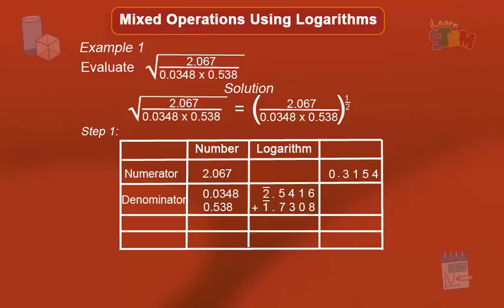logarithms. 6 plus 8 is equal to 14. So, we write 4 and carry 1 over. 1 plus 1 plus 0 is equal to 2. 4 plus 3 is equal to 7. 5 plus 7 is equal to 12. We write 2 and carry 1 over.